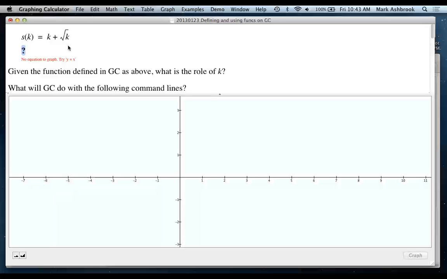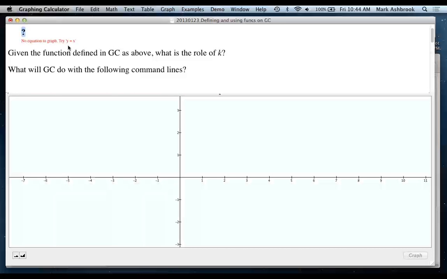What are the instructions that it's going to do on it? Well, it's going to take whatever that number is and add the radical of that number. So whenever we invoke the function s, it's going to look for what's in the parentheses, and it's going to take that value and add the square root of it, and that will be the output. So we just defined this rule. We haven't graphed anything. Okay.